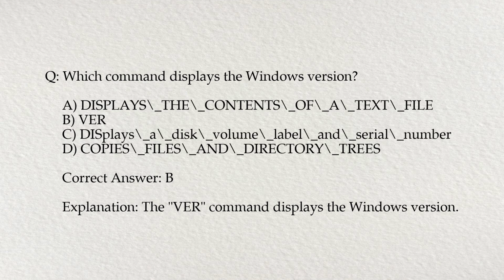Q, which command displays the Windows version? It displays the contents of a text file. B. Ver. C. Displays a disk volume label and serial number. E. Copies files in directory trees. Correct answer, B. Explanation: The ver command displays the Windows version.